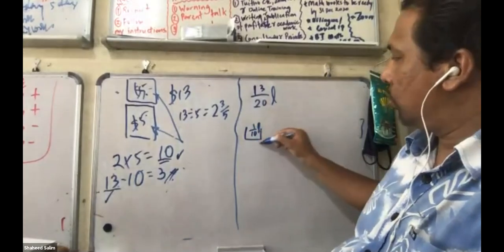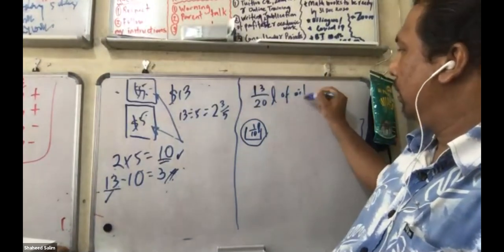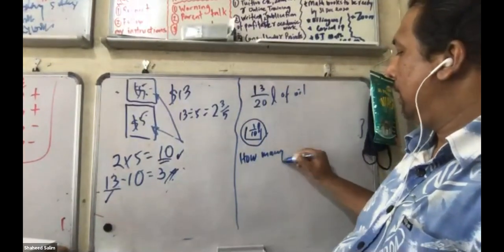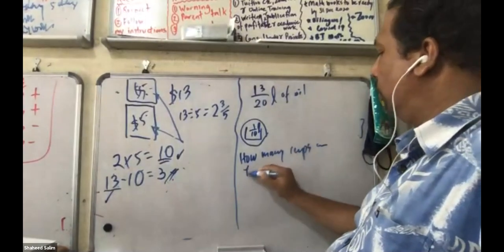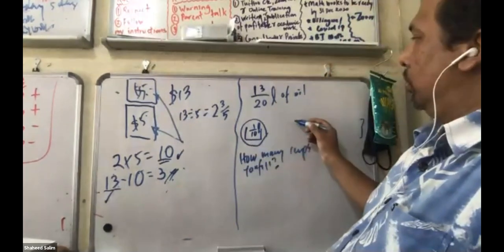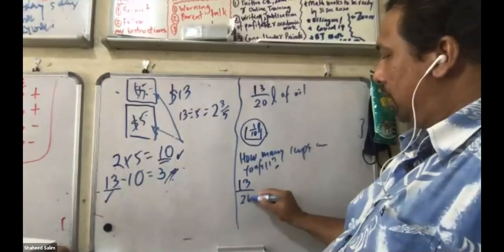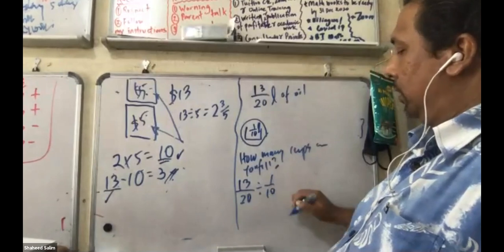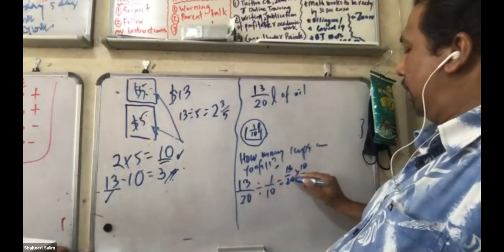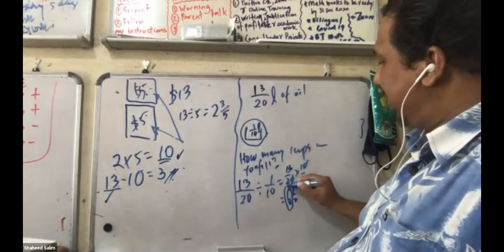Each container is 1/10 liters. You have 13/20 liters of oil. How many cups can you fill up? It's the same as asking how many packets. So what do you do? You take 13/20 divided by 1/10. Then you flip, and it becomes 13/20 times 10/1. You get 13 divided by 2, which is 6.5. You can fill up 6 containers.